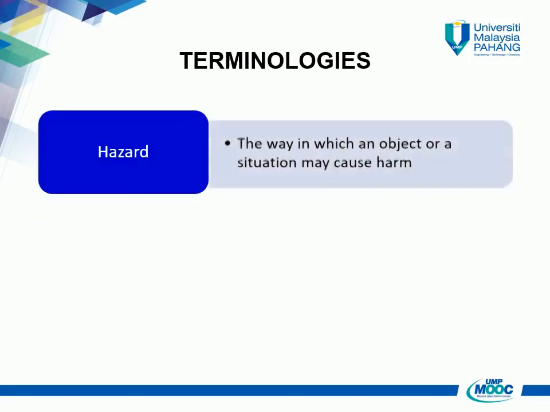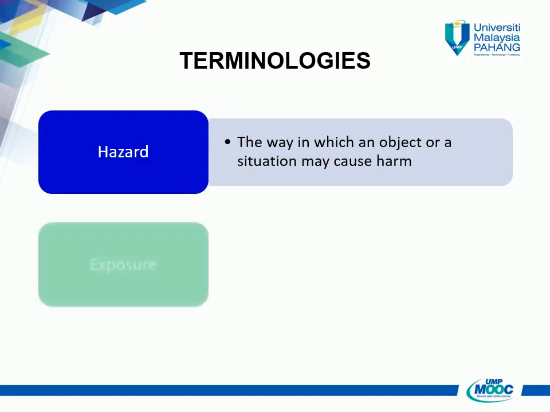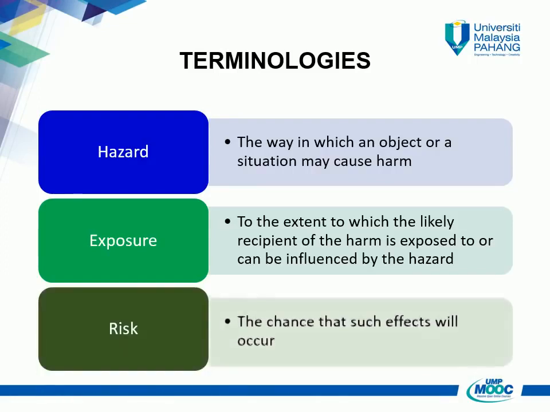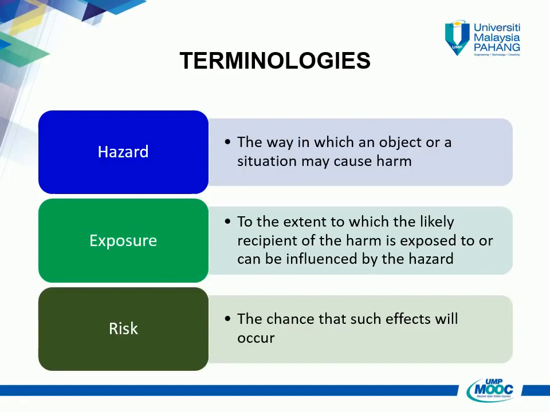Hazard is the way in which an object or a situation may cause harm. A hazard exists where an object or substance or situation has a built-in ability to cause an adverse effect. Exposure refers to the extent to which the likely recipient of the harm is exposed to or can be influenced by the hazard. Risk is the chance that such effects will occur. The risk can be high or negligible.